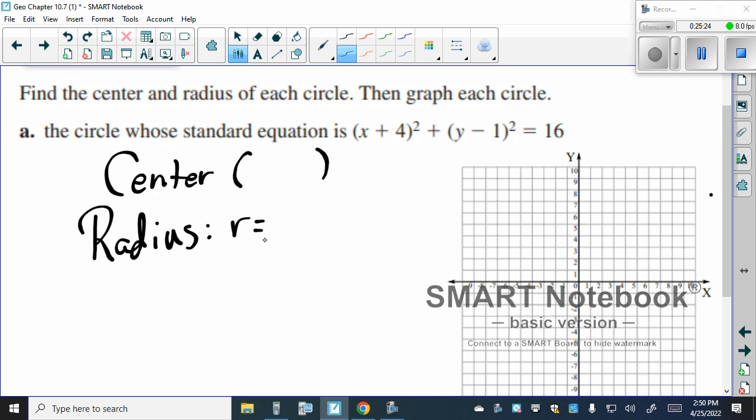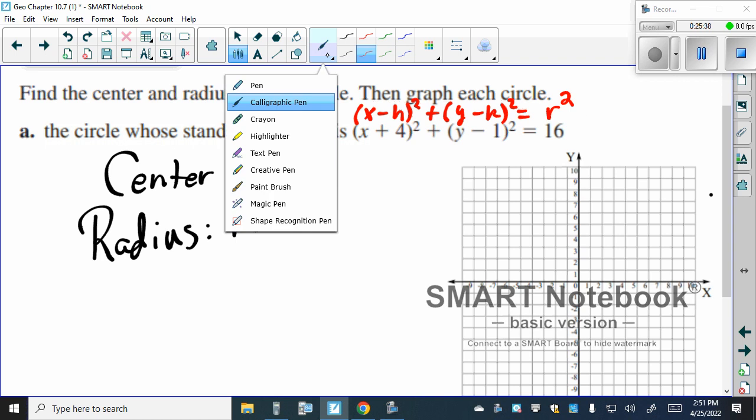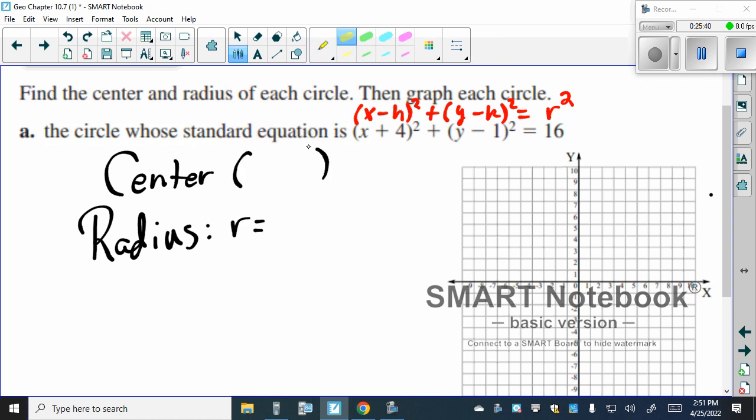Now the standard equation, I'm going to go on and write it in, is x minus h squared plus y minus k squared is equal to r squared. So let's get a highlighter. So our value of h is lined up right here, yes? In the general equation, is the sign between x and h positive or negative? So it's negative 4. Right, so we have x plus 4, yes?